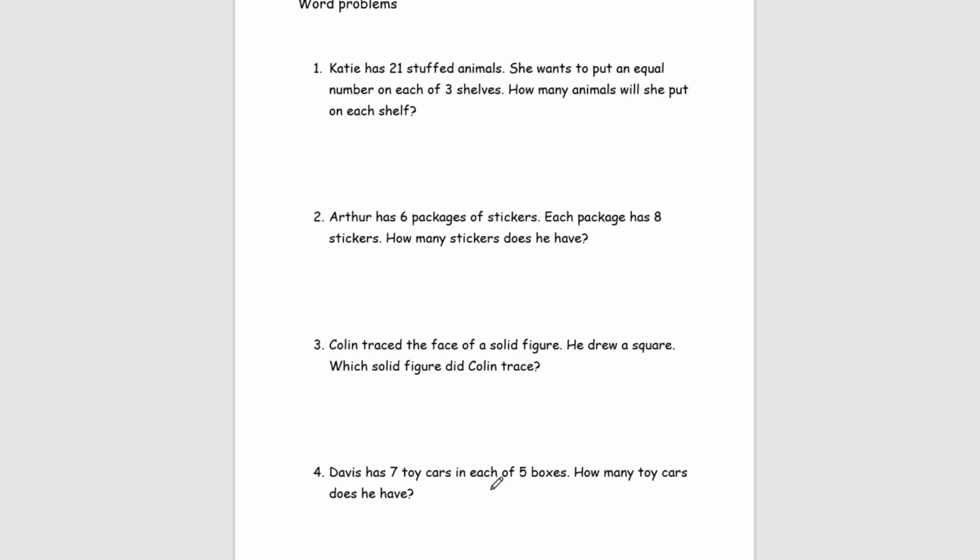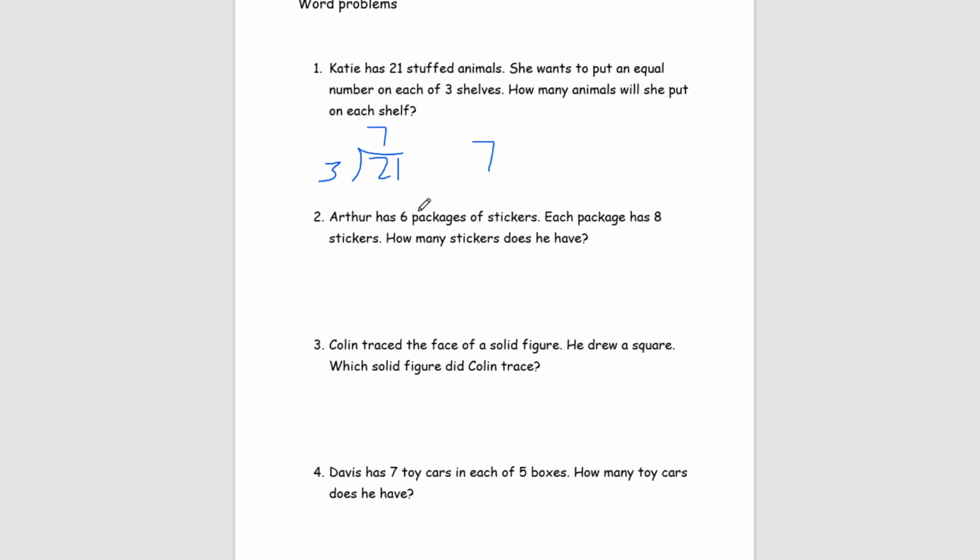Lastly, for our word problems, number 1 says Katie has 21 stuffed animals. She wants to put an equal amount on each of 3 shelves. How many animals will she put on each shelf? We know that she wants to organize her stuffed animals into 3 different shelves. So what do we have to do? Well, we know we have to do division. So, 21 divided by 3. We just have to find out what times 3 gets us 21. And if we know our times tables, we know that number is 7. So number 1 is 7.